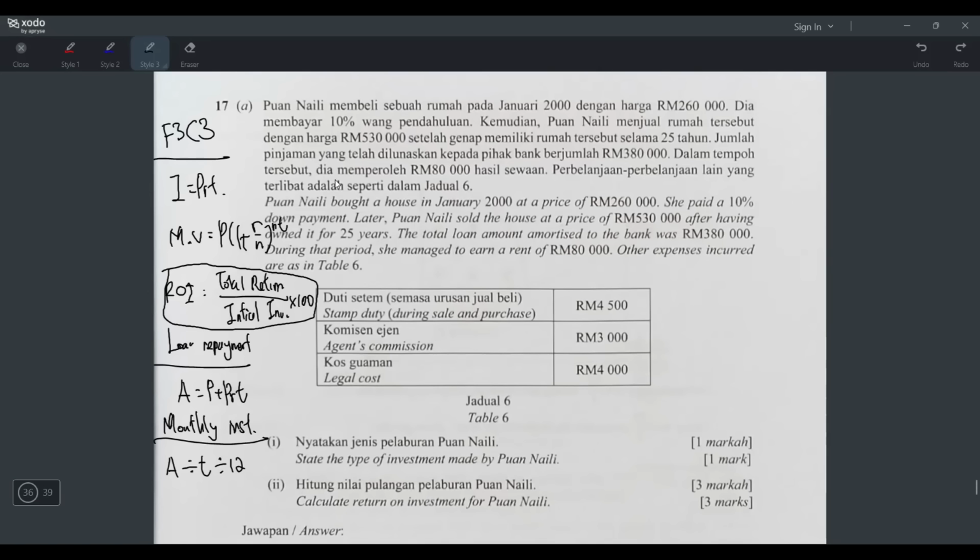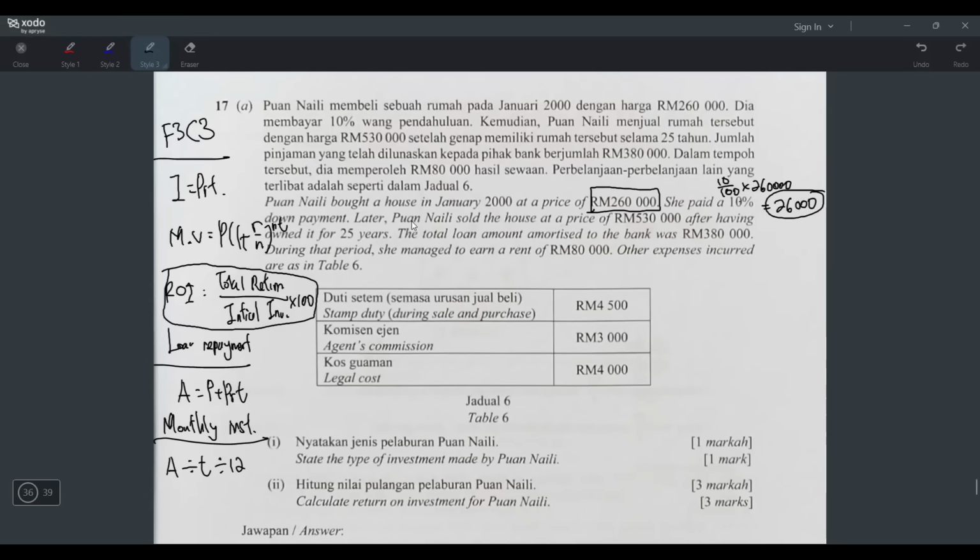So let's read about this question. Puan Naili bought a house in January 2000 at a price of 260,000 ringgit. So this is the price of the house. She paid a 10% down payment. Okay, let's calculate the 10% now. So 10% times with the 260,000. So you get 26,000. So this is the down payment.